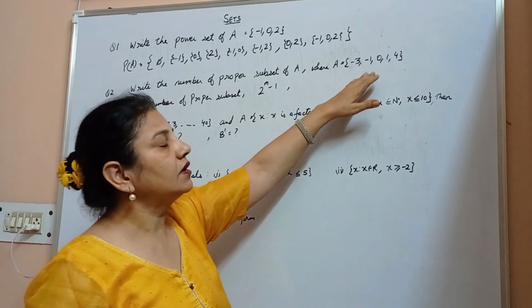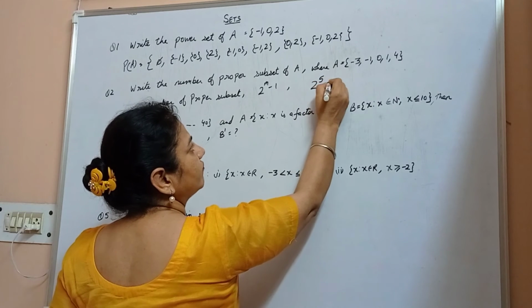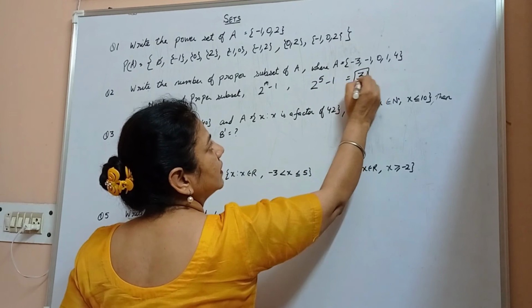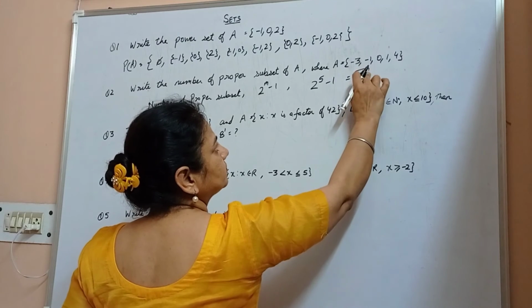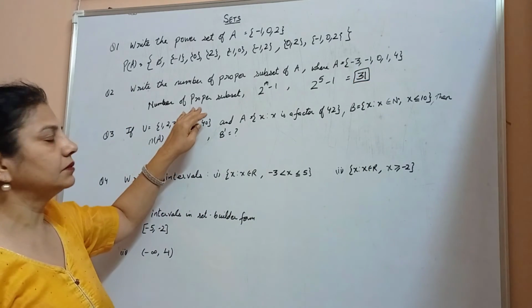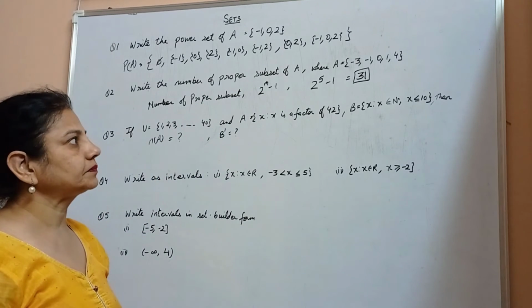In this case, there are 5 elements, so I will write it here as 2 to the power 5 minus 1, which is equal to 31. So there are 31 proper subsets of this given set.